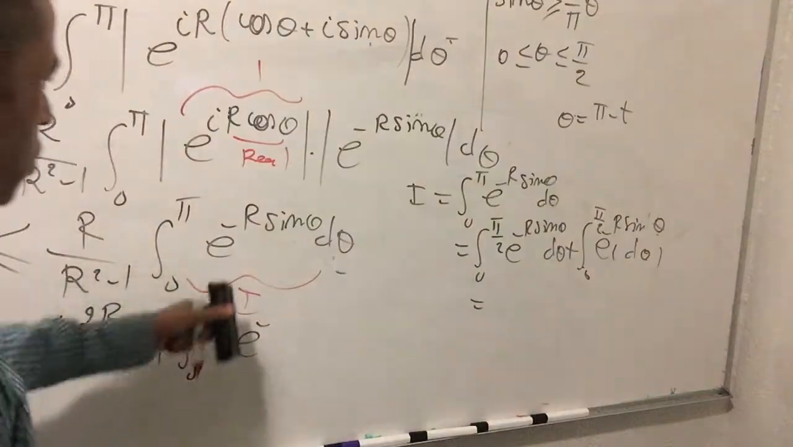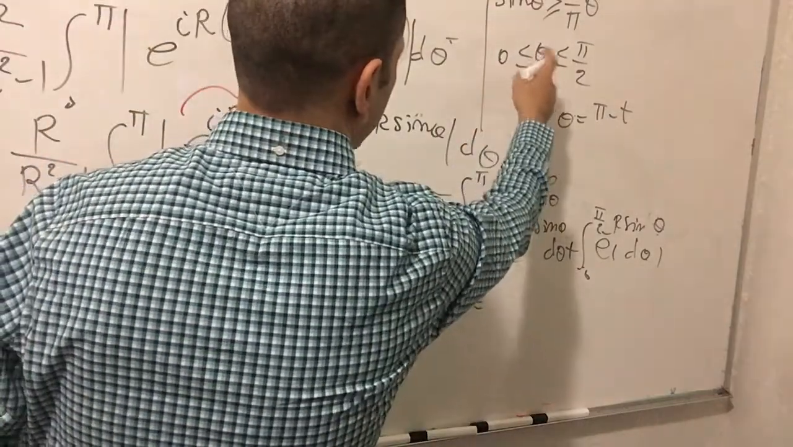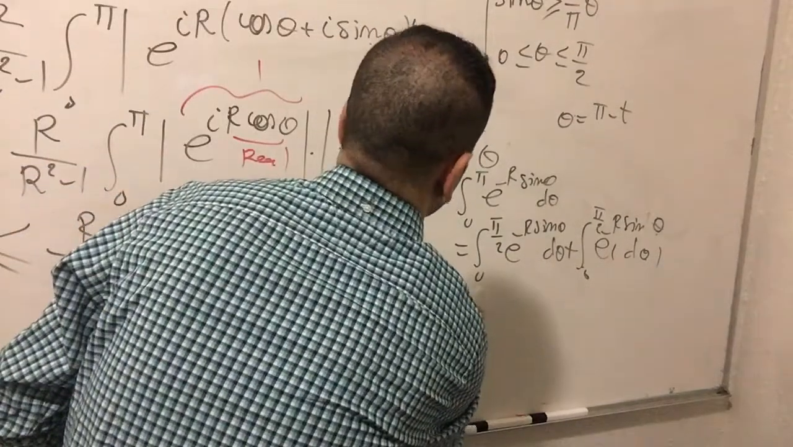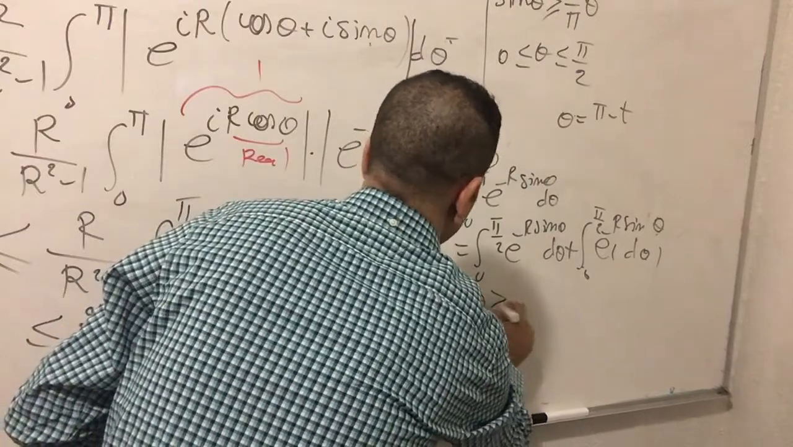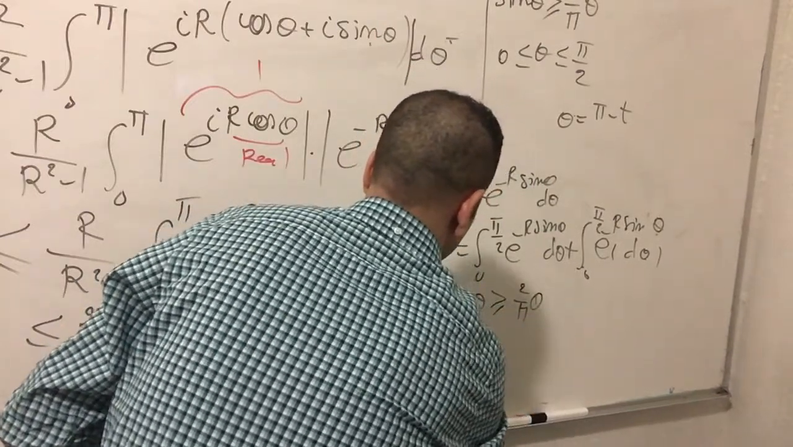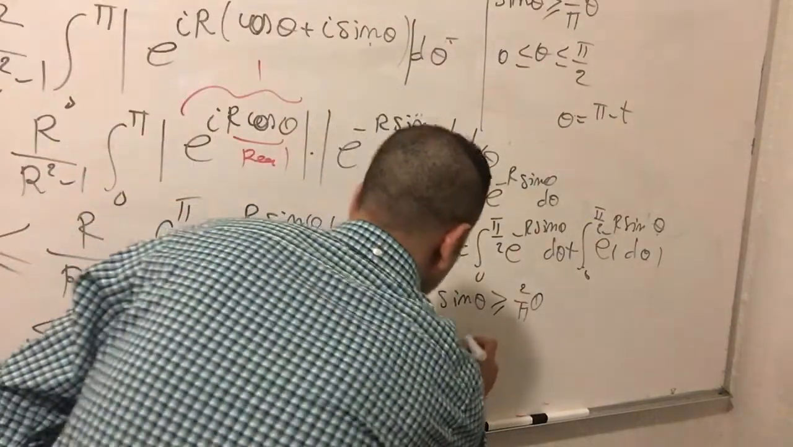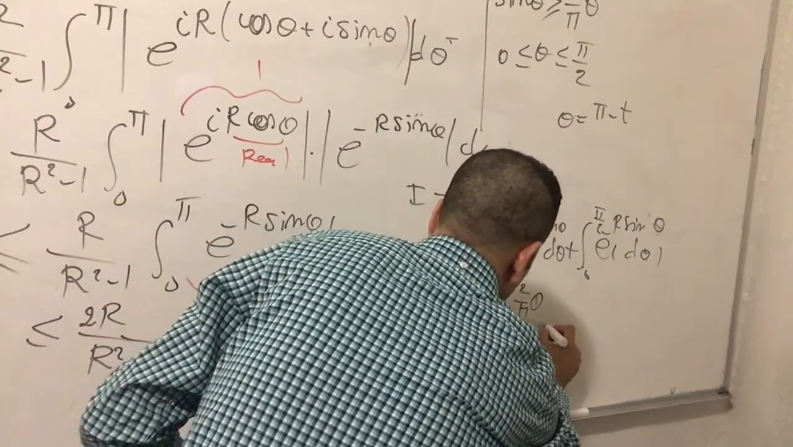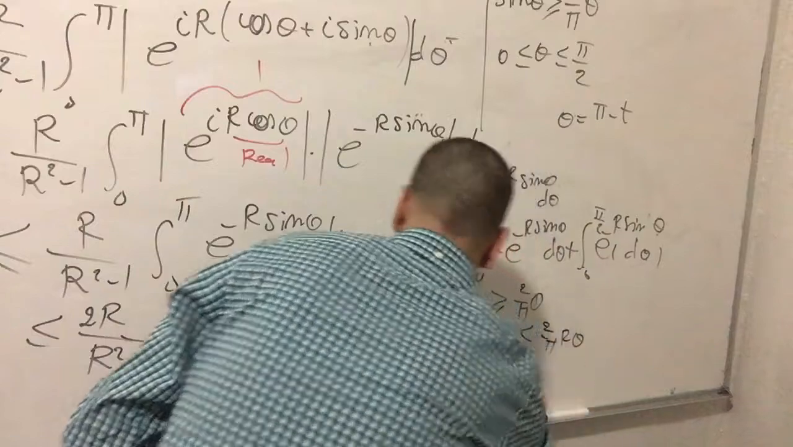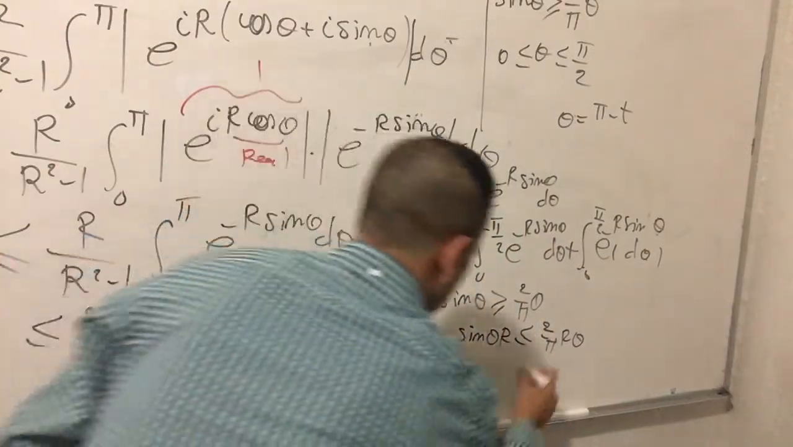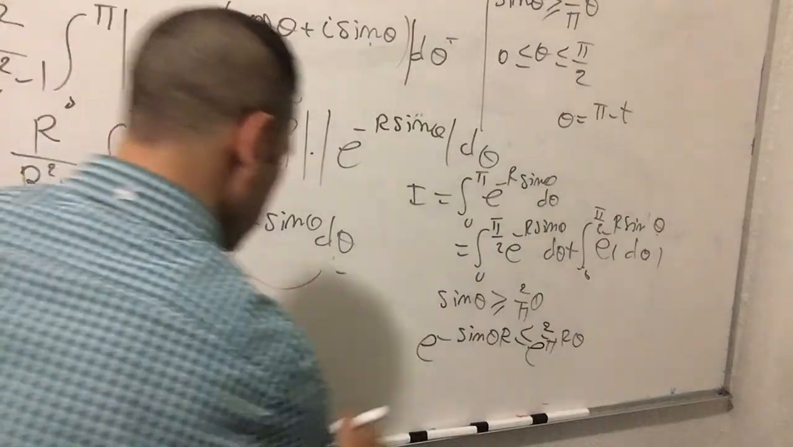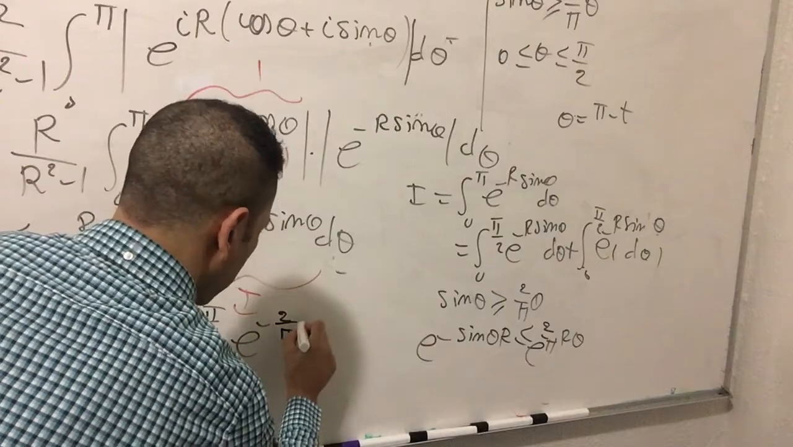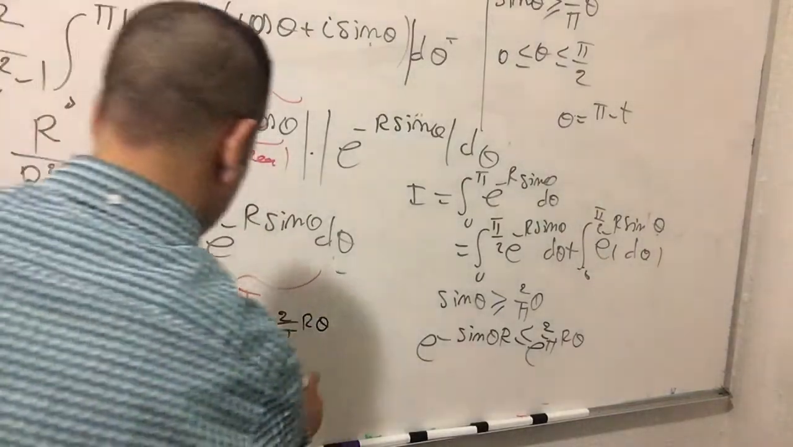So this one, since we have sine theta is superior or equal to 2 over pi theta, I'm going to put minus theta multiplied by r as well here, is inferior or equal to minus 2 over pi r theta. Okay, I'm going to put the exponential on both sides. So we'll have this one is inferior to e to the minus 2 over pi r theta, d theta.